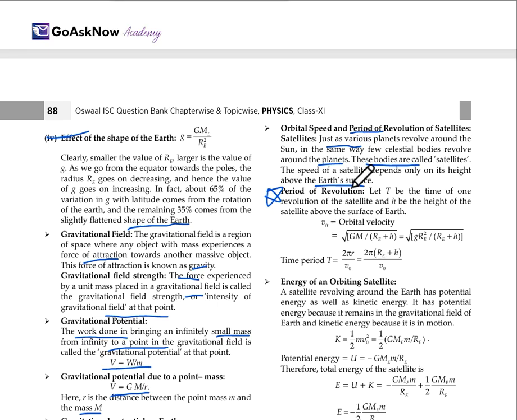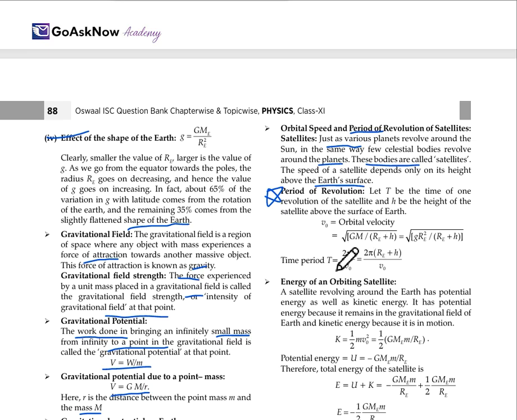As we know, what is a satellite? In that particular satellite, let t be the time and h be the height above the surface. Then v0 is equal to the orbital velocity. It will be equal to the square root of GM upon (Re + h), so v0 = sqrt(G Re² / (Re + h)). We just substitute the value.